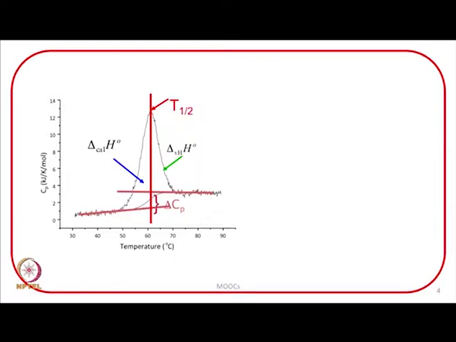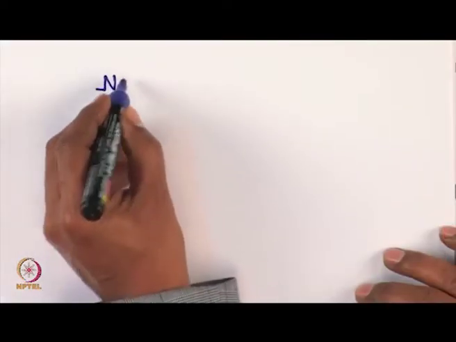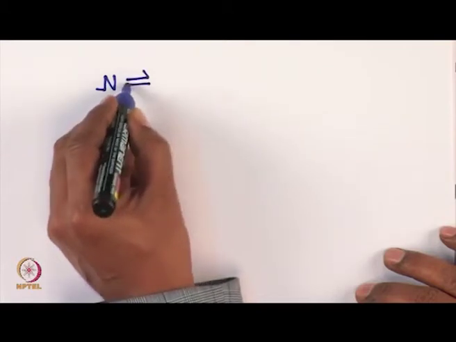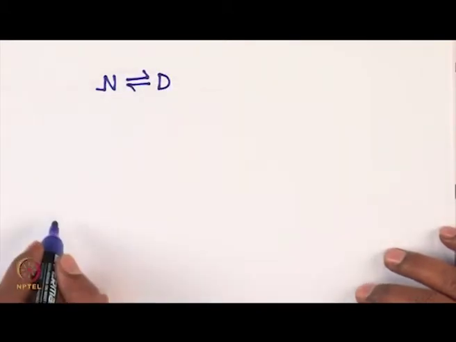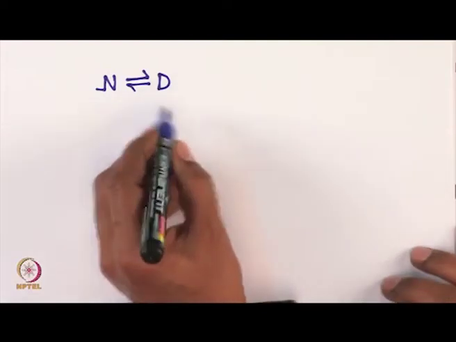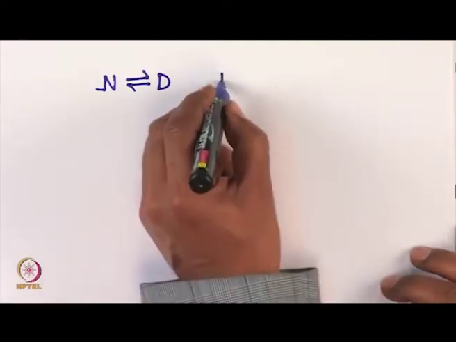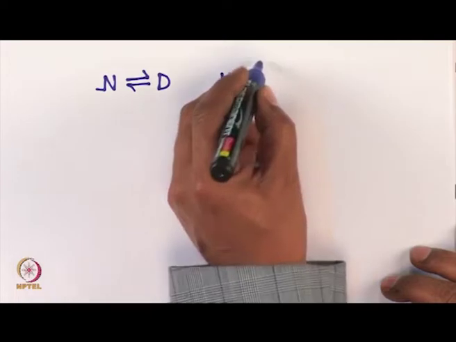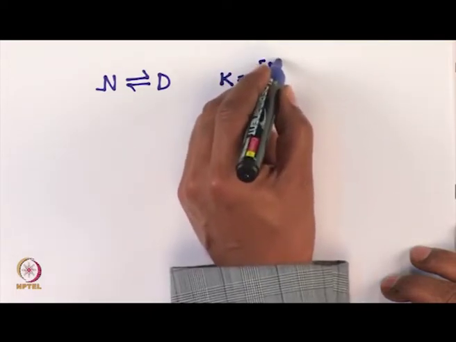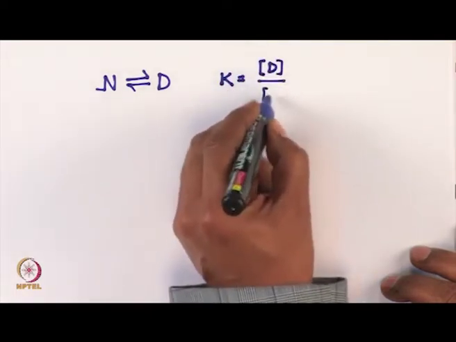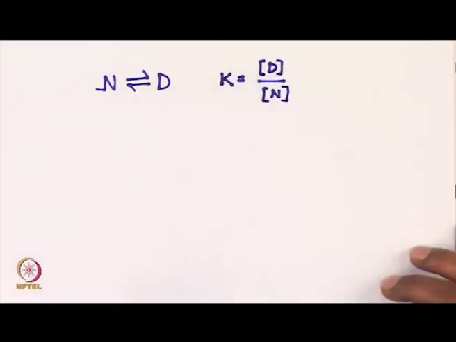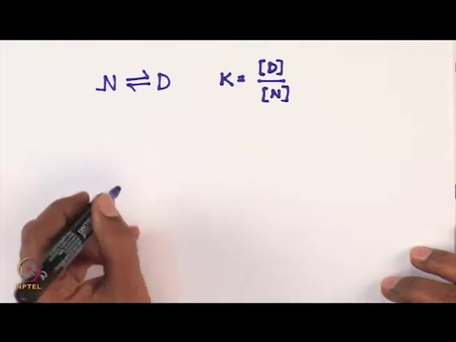The process under consideration is native state going to denatured state. And for this, I can write the equilibrium constant as the concentration of denatured state divided by the concentration of native state. I am assuming the activities to be same as concentration. In other words, I am assuming that the solution is very dilute.